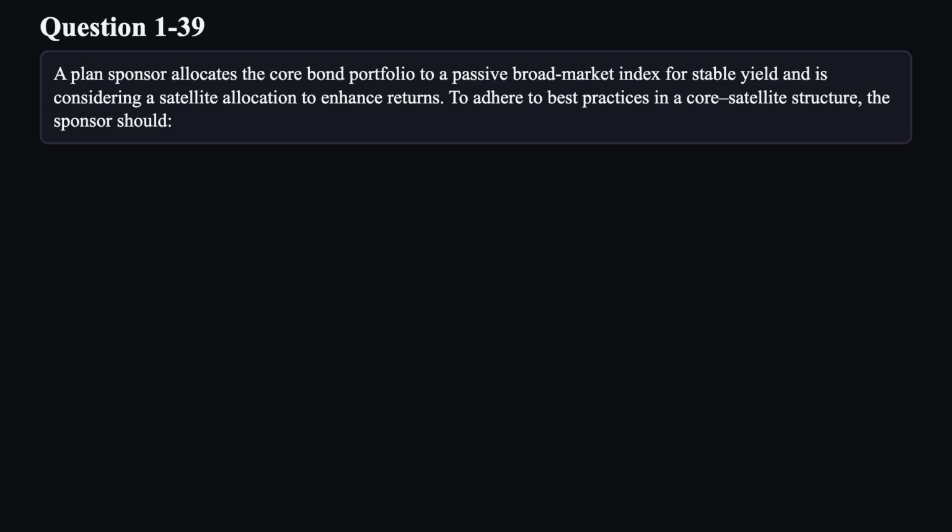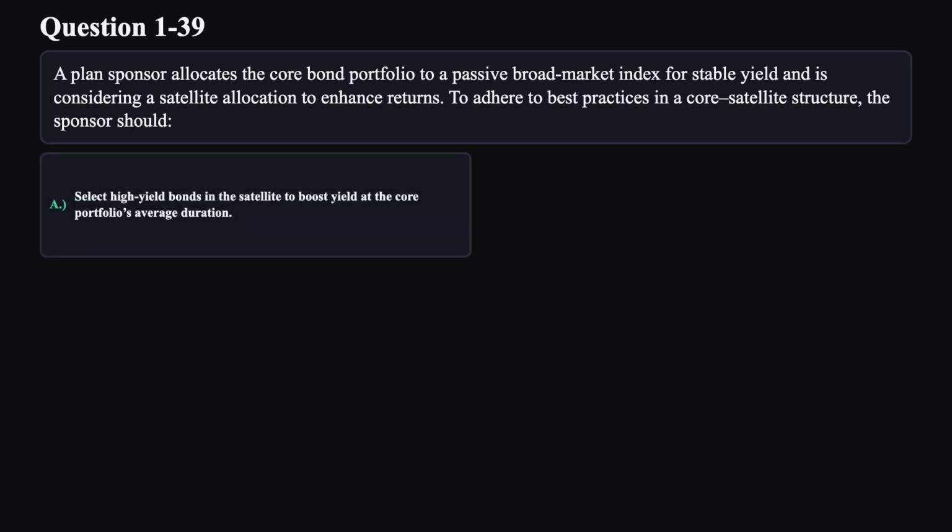A plan sponsor allocates the core bond portfolio to a passive broad market index for stable yield and is considering a satellite allocation to enhance returns. To adhere to best practices in a core satellite structure, the sponsor should A.